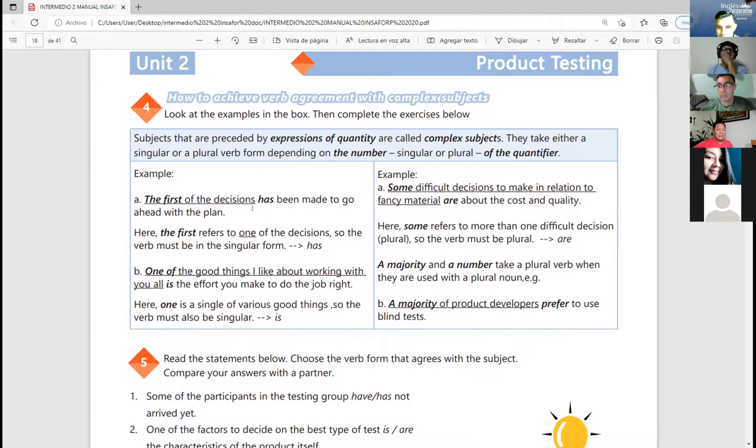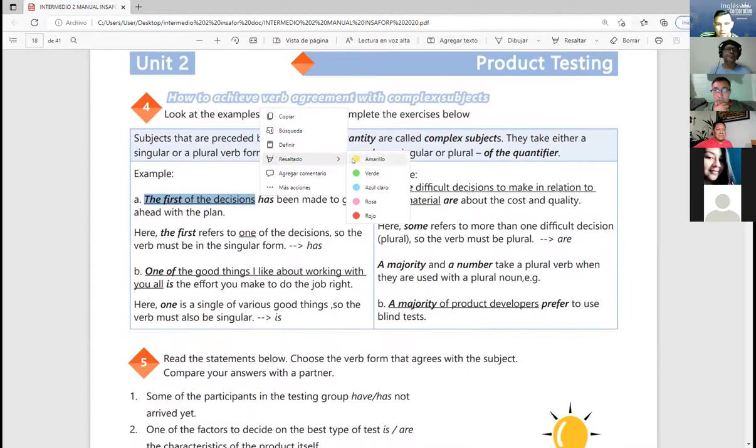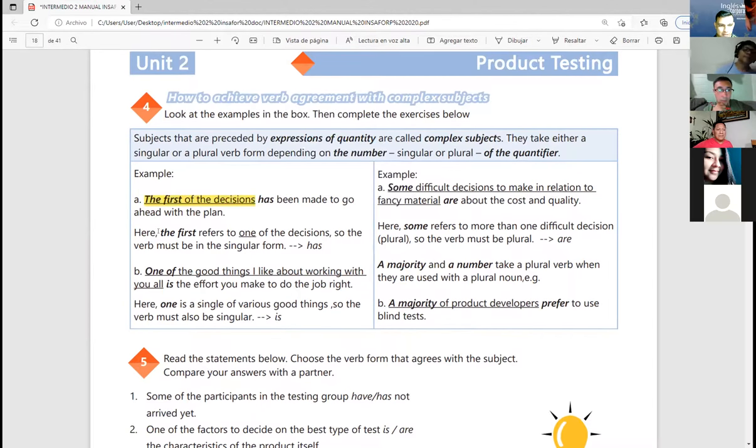Here we're going to use some expressions. The expressions that you have here are, for example, the first of the decisions, another expression, the first, and one of. As you can see, these are expressions that we can use in a conversation or in a text, whenever. But we need to be careful.